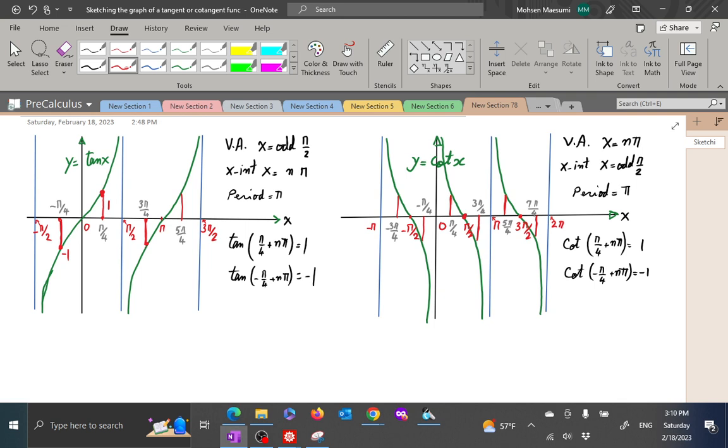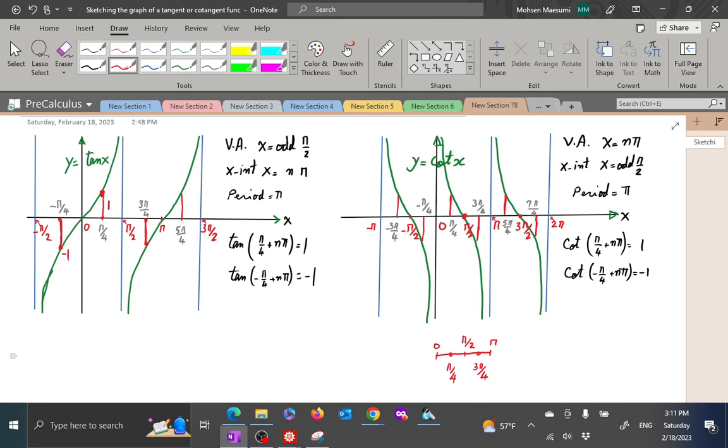So the 5 points to consider for cotangent are the following. We are going to track 0, pi, and pi over 2. We are going to have a vertical asymptote at 0, a vertical asymptote at pi, a crossover at pi over 2, and halfway points, which are pi over 4 and 3 pi over 4. We have our 1 and minus 1.